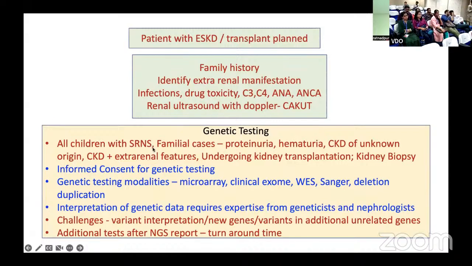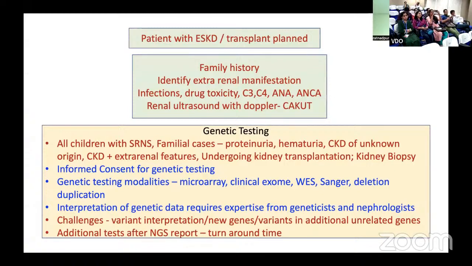All children with steroid-resistant nephrotic syndrome, or where there are familial cases with a family history, we would want to do genetic testing, especially where a kidney transplant is planned. You could do that before doing the invasive kidney biopsy, because the genetic testing is done on a blood sample. These are genetic tests, so you need to take informed consent. You have to do pre-test counseling, alluding to the points that I have discussed previously in my talk.